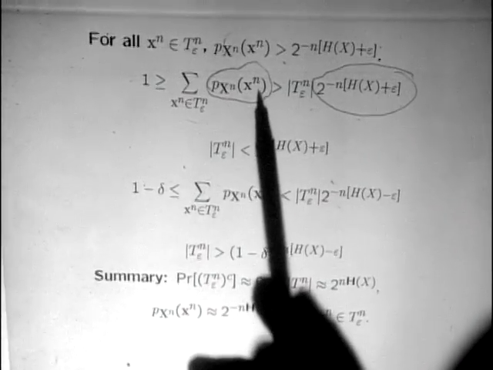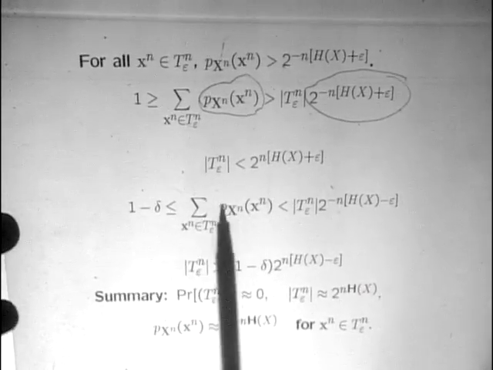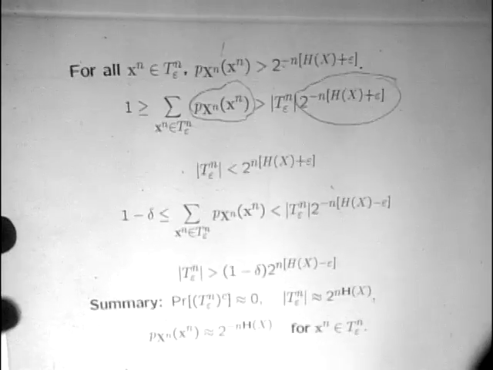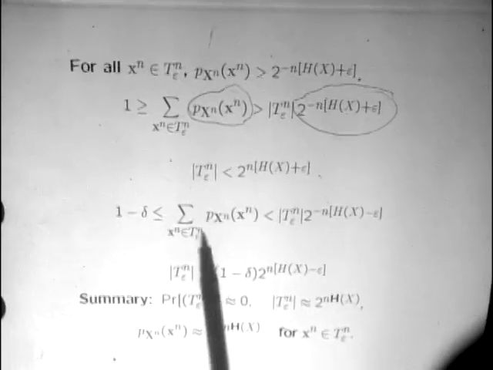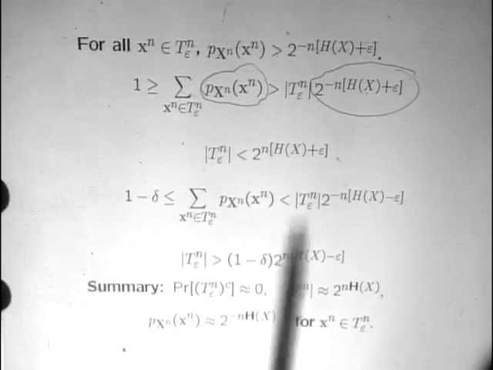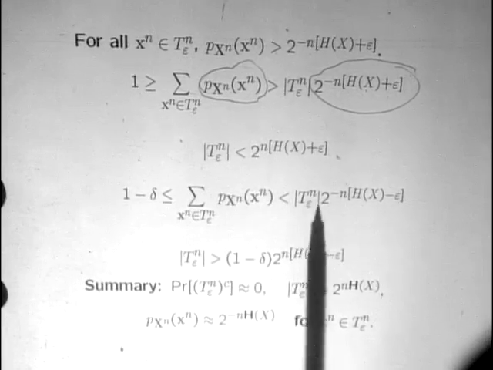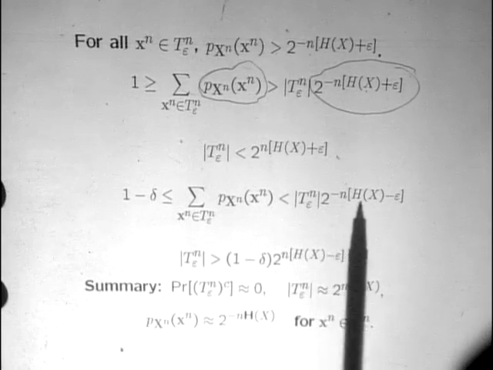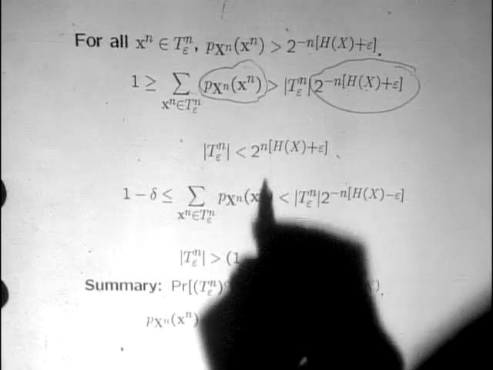And that's the whole point of this. Okay? So, this is less than or equal to that. On the other side, we know that 1 minus delta is less than or equal to this probability of the typical set. And this is less than the number of elements in the typical set times 2 to the minus n(h of x minus epsilon). Okay, this is an upper bound on this.